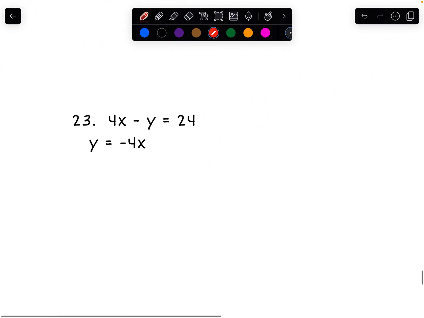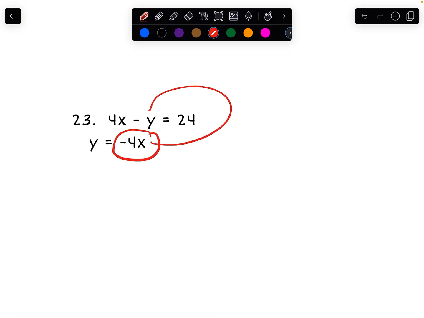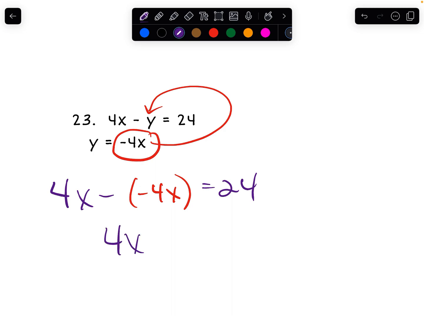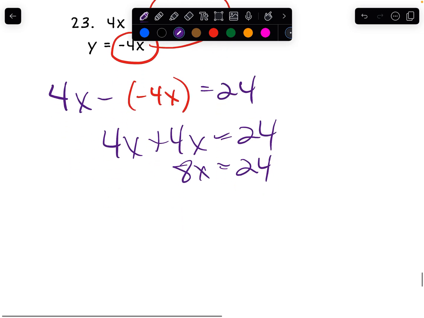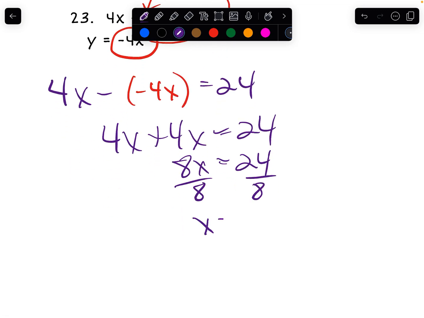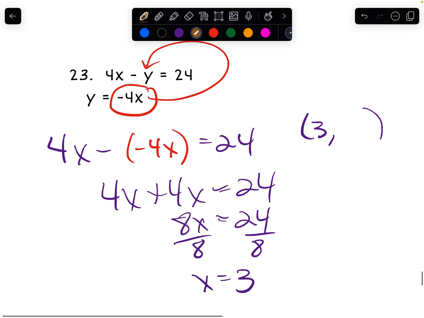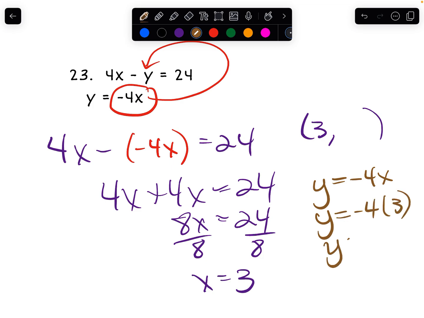Number 23. Oh, I would definitely do substitution. I'm going to replace y with -4x. 4x plus 4x equals 24. 8x equals 24. Divide by 8. x equals 3. Plug it back into y equals -4x. Replace the x with 3 and get -12.